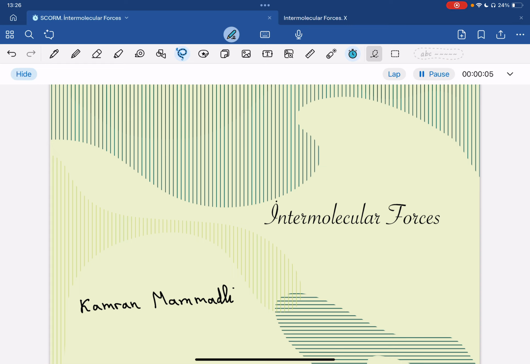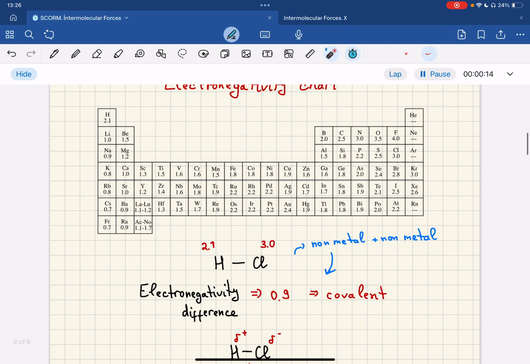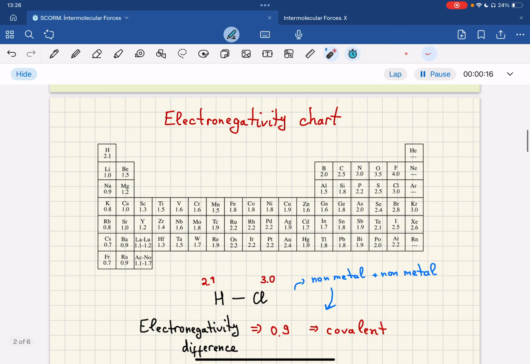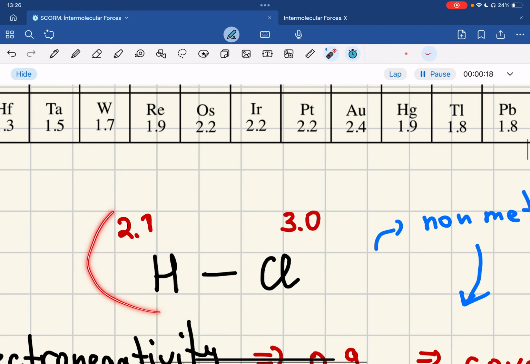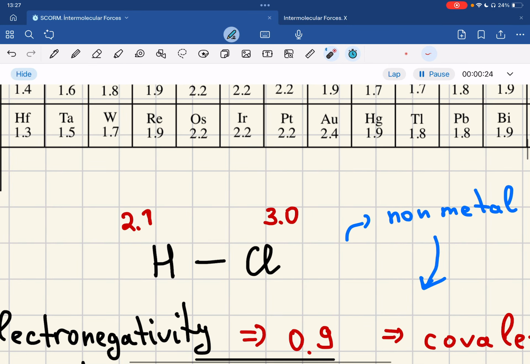In this video session, I will be explaining to you about intermolecular forces. Let's go through a few main points in here. First of all, I have given an example of HCl in here, and we know the electronegativity chart from here. We can see that hydrogen is 2.1 and chlorine is 3.0. So the electronegativity difference is 0.9.